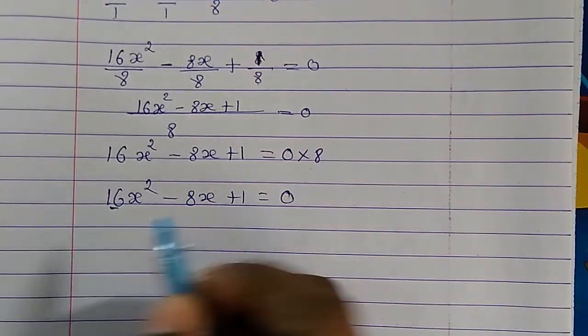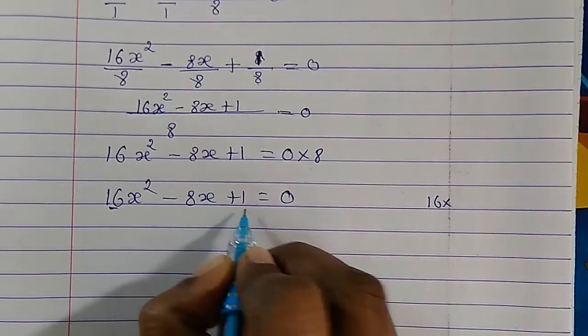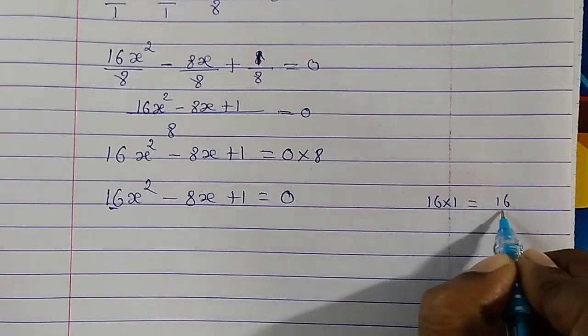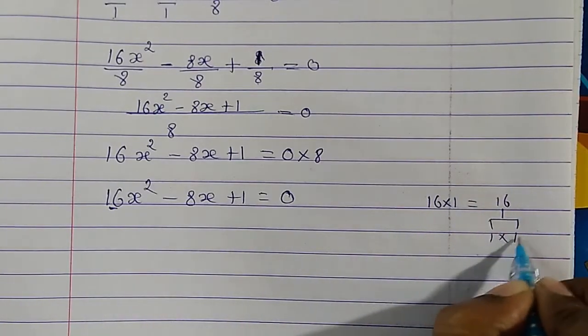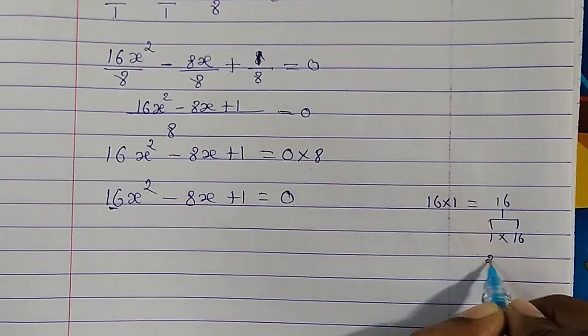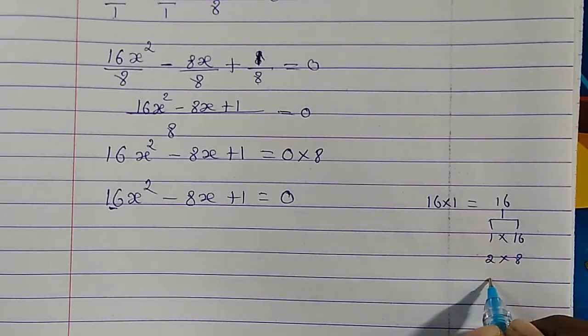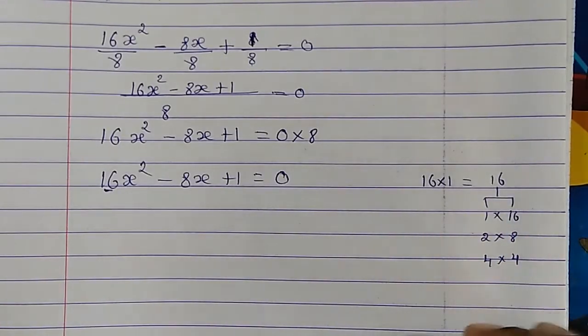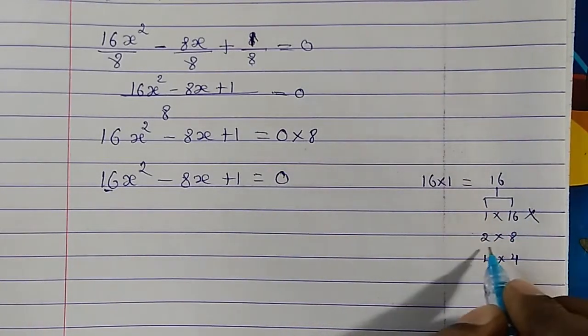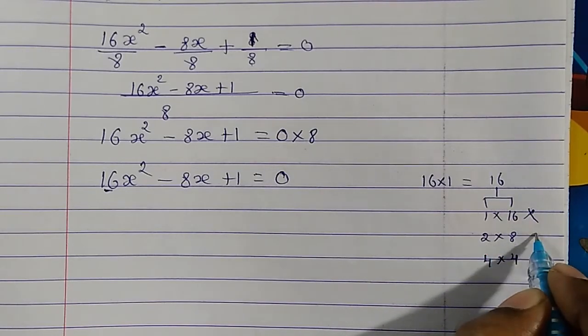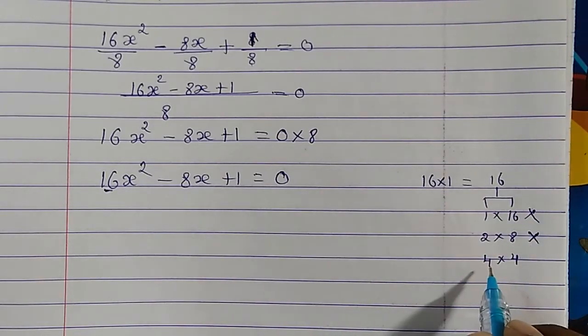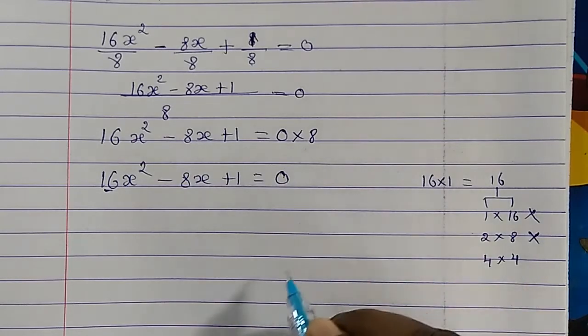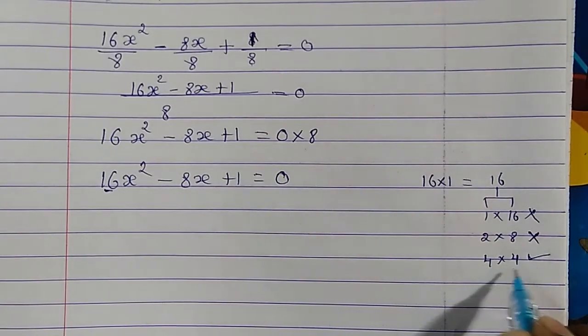The first term is 16 and the last term is 1, so we get 16. What are the factors of 16? 1 into 16 is 16, then 2 eights are 16, then 4 fours are 16. These are the factors of 16. Now which pair should we take so that we get the middle term 8? Here we won't get it, and if you add or subtract here, we will not get it, whereas here 4 plus 4 will give us 8. So we will take this pair.